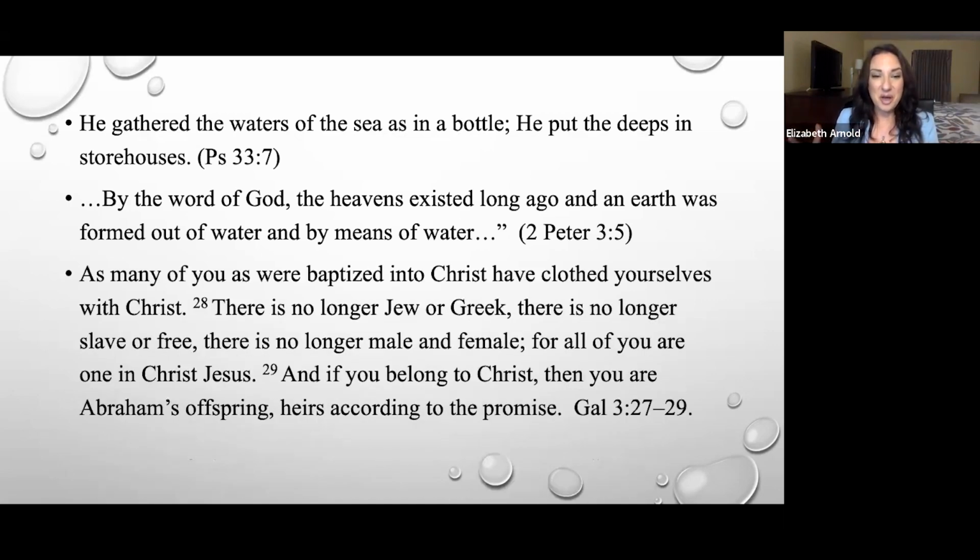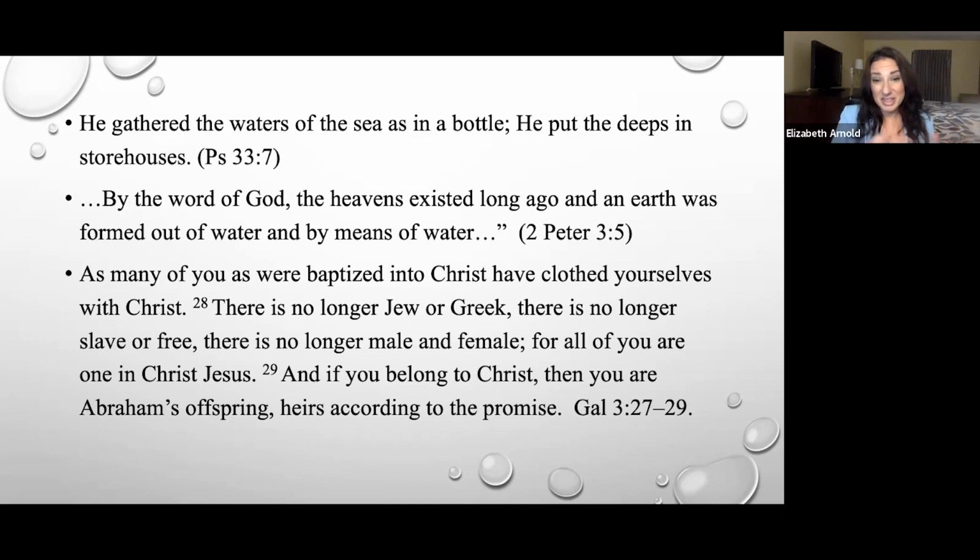And then the Apostle Paul writes this: "As many of you as were baptized into Christ have clothed yourselves with Christ." So here we get this notion of water, but it's specifically in this activity of baptism. And then what do we hear? "There is no longer Greek or Jew, slave or free, male and female. All of you are one in Christ Jesus. And if you belong to Christ, you are Abraham's offspring, heirs according to the promise."